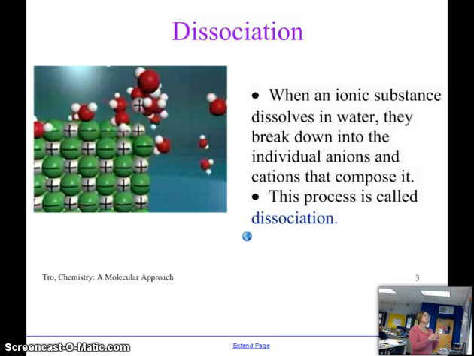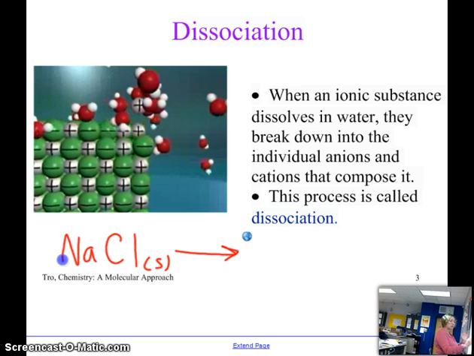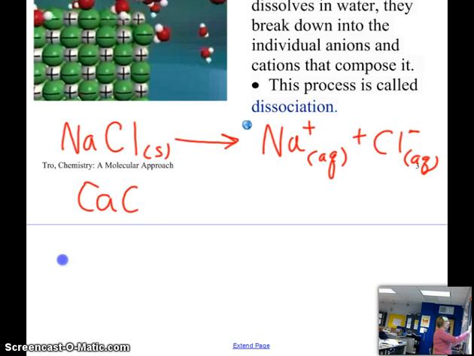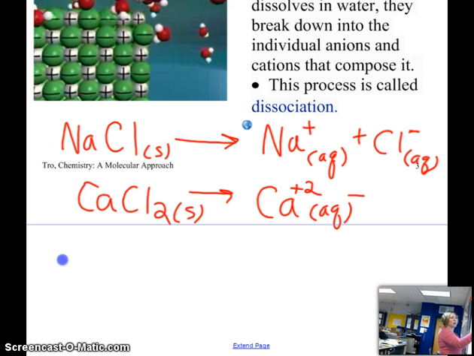And what it means to dissociate is when the ionic compound breaks down into individual anions and cations. So for example, if NaCl is dissociating, it dissociates into Na+, and we say aqueous, and Cl-. If it's calcium chloride that's dissociating, it breaks down into one calcium ion, and notice what I do with this subscript, 2 chloride ions for every one calcium chloride that dissociates.